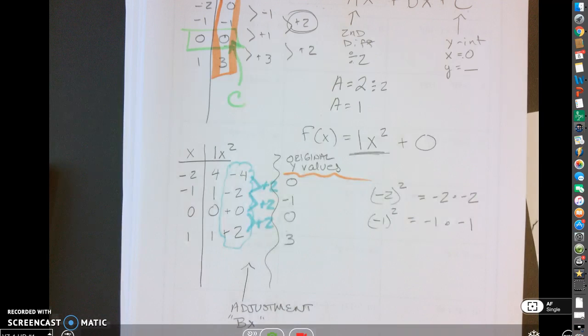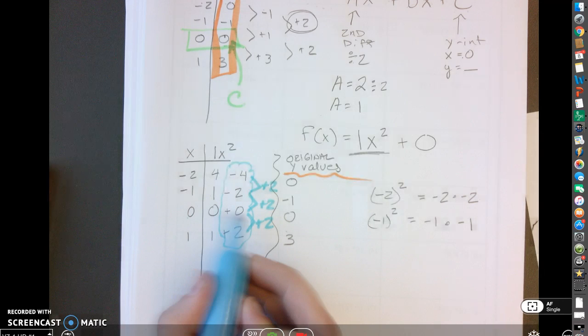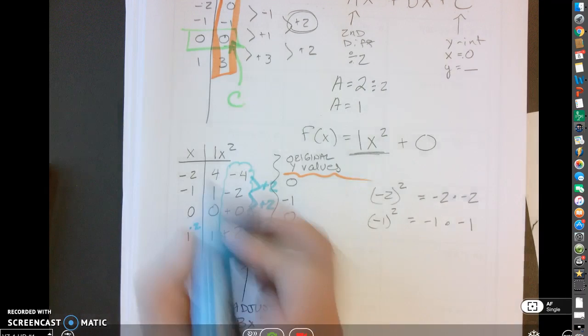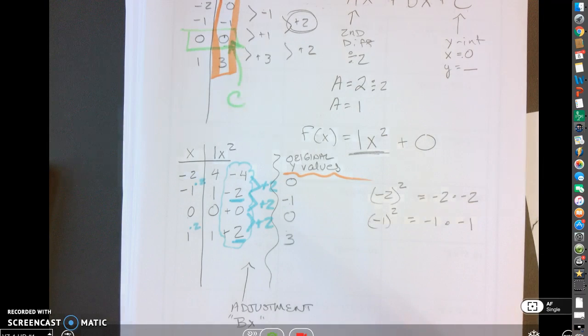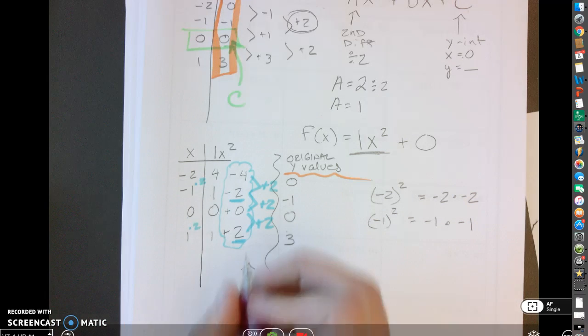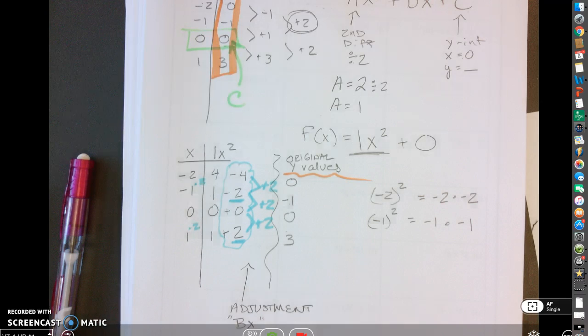Okay, let's make sure that works. To get from these numbers to these numbers, 1 times 2, does that give me 2? Yes. Negative 1 times 2, does that give me 2? Yes. Okay, so what did I do every time? I took my x's and I multiplied them by 2. So b must equal 2.